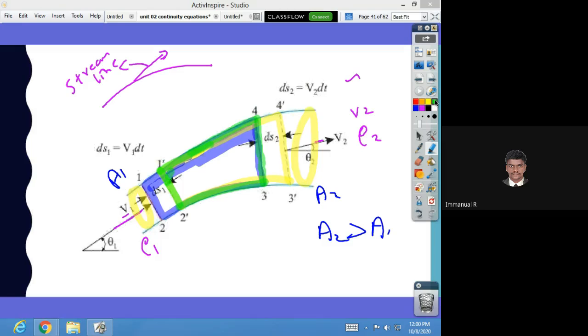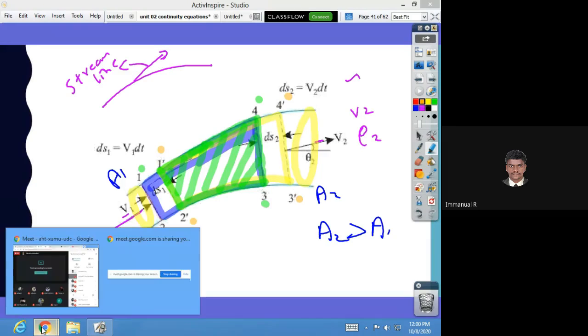So this area will be common. Okay, common for 1-2-1'-2'-3-4, as well as common for the 1'-2'-4'-3' dash. So that there is no change in momentum occurs in this place.